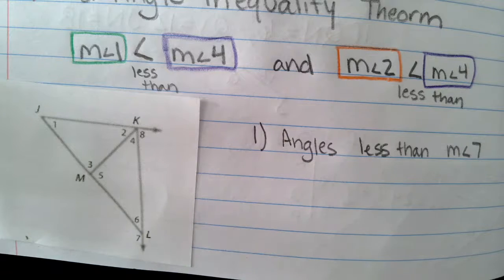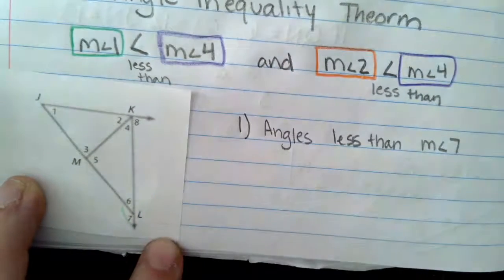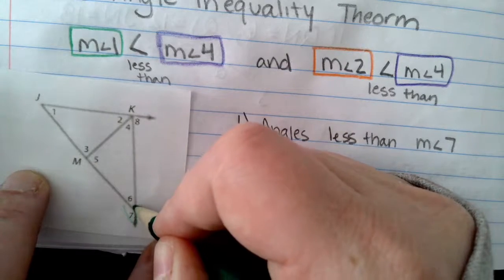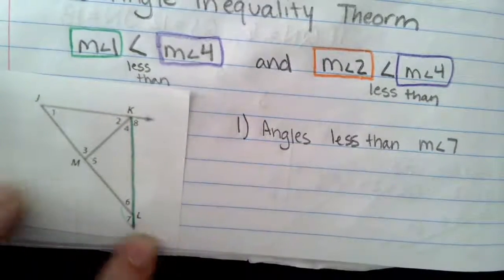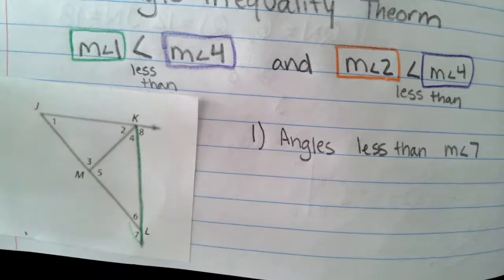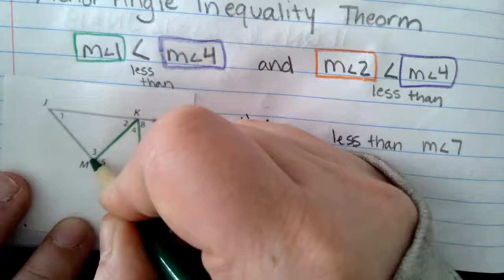So our first thing to do is to locate angle 7 and say, is it on the inside or is it on the outside? It's on the outside. And I want to know it's on the outside of what triangle? So if I look at the triangle, it for sure has L, and it's got to go from L to K. And then where does the rest of that triangle go so that 7 is on the outside? To M? And then back down to L.